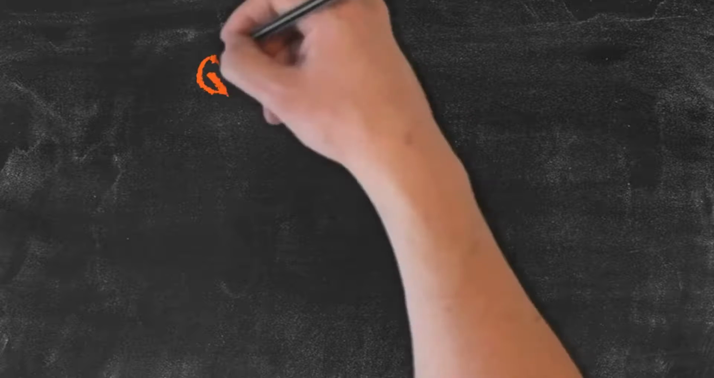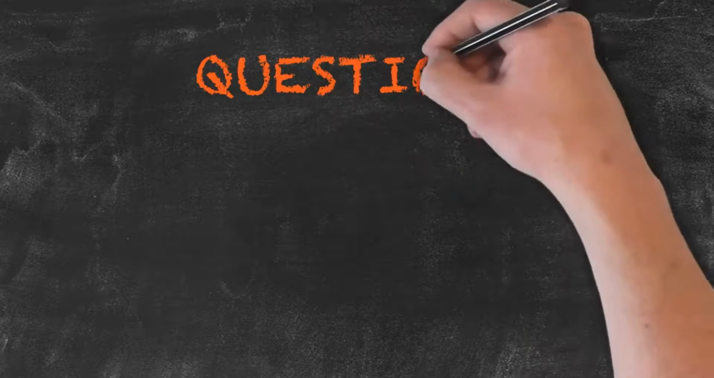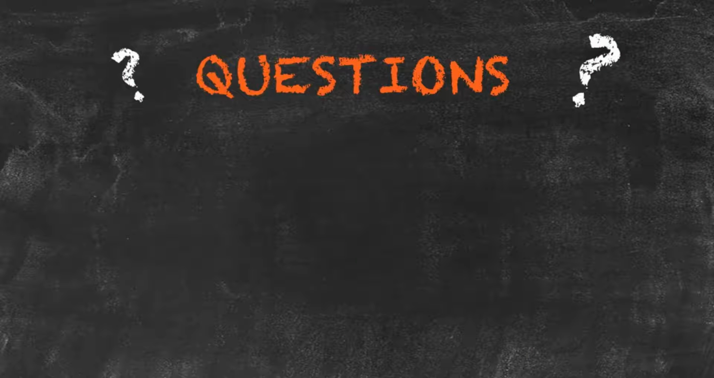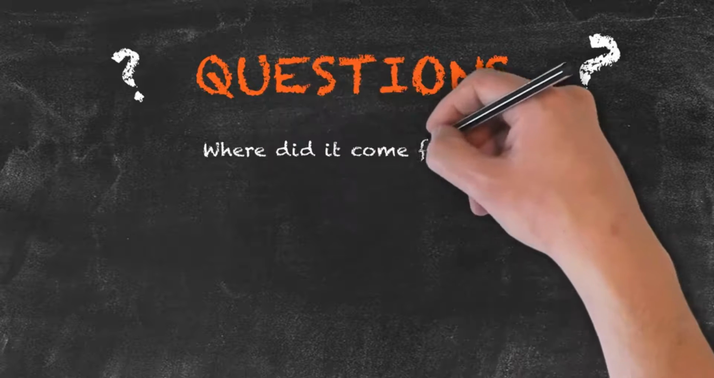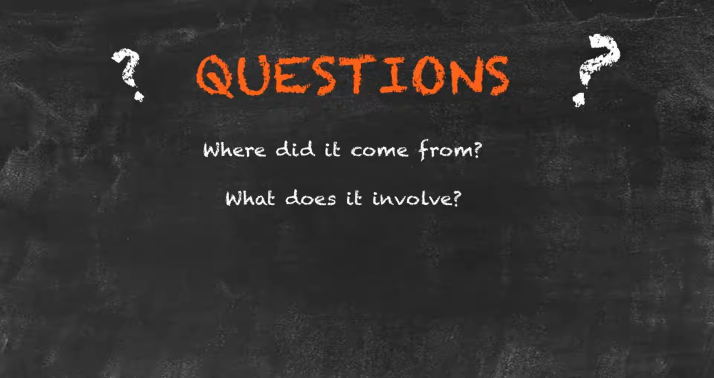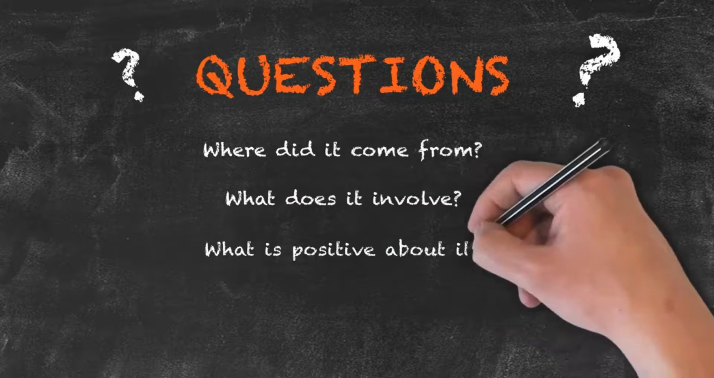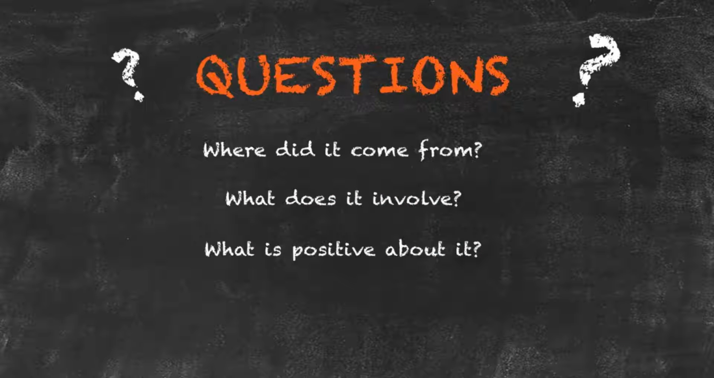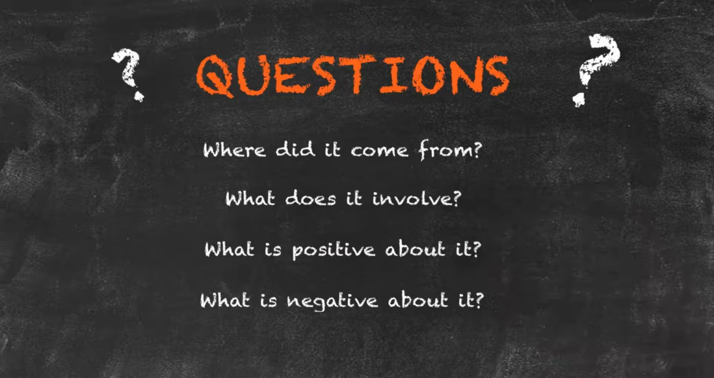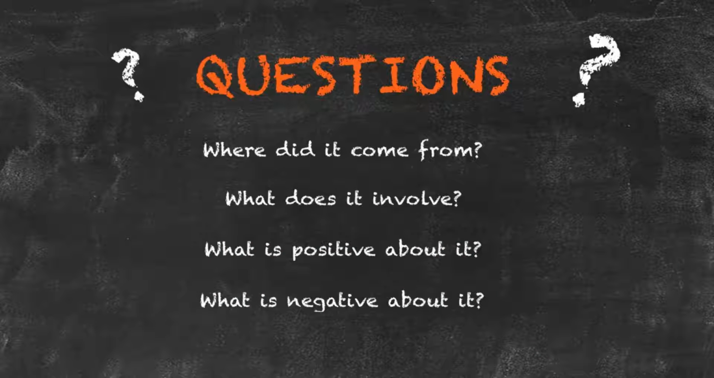Again, for each of either the approaches or the methodologies, we're going to ask four questions. So be it an approach or a method, for each of those things, where did it come from? What's its background? What does it involve when we're talking about actually in the classroom, in other words, techniques? What is positive about it? What appears to work about that methodology or approach? And what is negative? What doesn't work so well? Basically, we're going to look at it from a historical viewpoint.